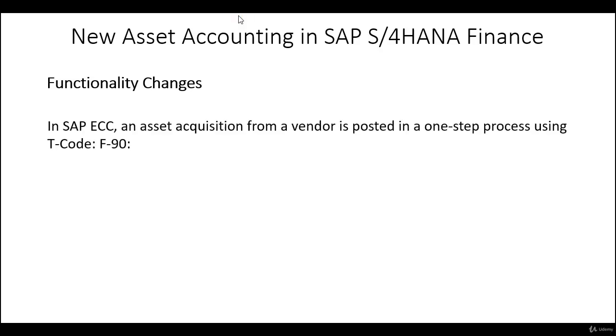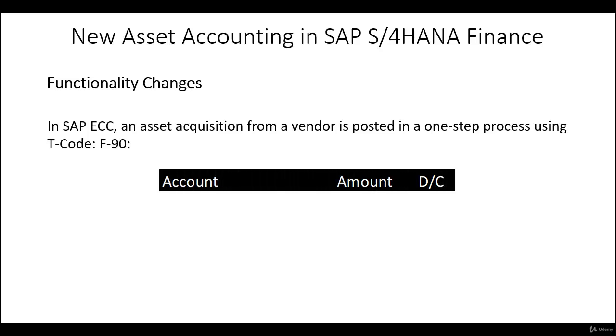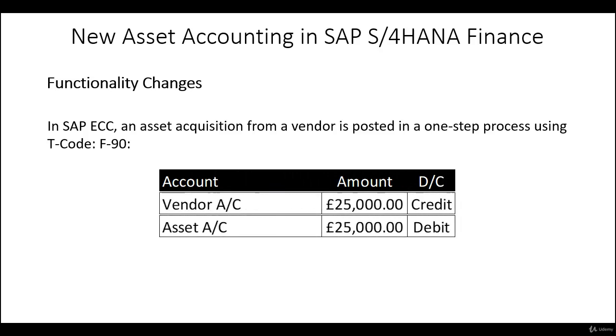In SAP ECC, an asset acquisition from a vendor is posted in a one-step process using transaction code F90, or you can also go through the menu path. What happens in asset acquisition once the posting is made? The vendor account is credited and the asset account is debited. So that's it.